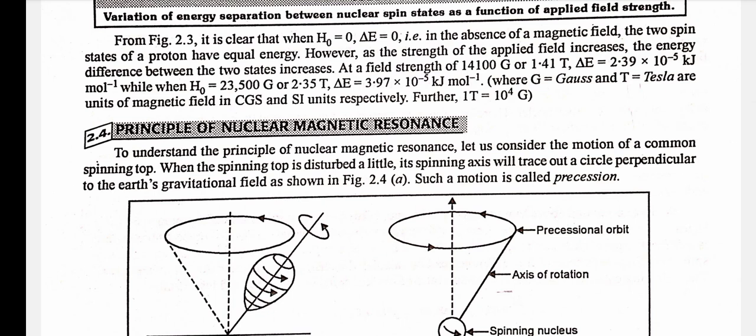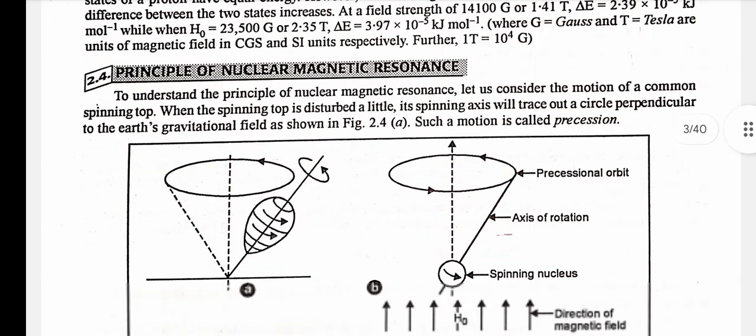Gauss and Tesla are units of magnetic field in CGS and SI units respectively. Principle of nuclear magnetic resonance.